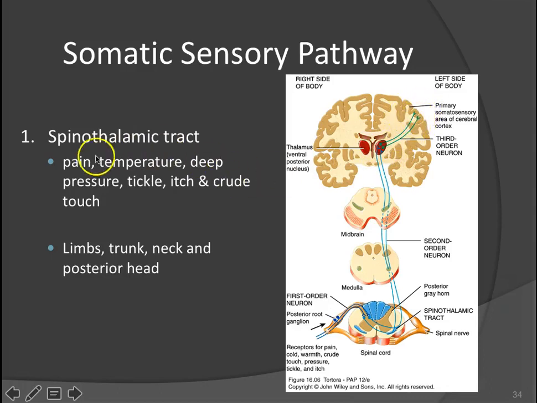cortex. Okay. And the spinal thalamic tract sends very specific information about pain, temperature, deep pressure, tickle, itch, and touch from your limbs, from your arms and legs, from your trunk, so your torso, front and back, neck, and the back side of your head. So basically everything except for your face. This is telling you about pain, temperature, deep touch, deep pressure, tickle, itch, and touch. Again, from everything essentially except your face.